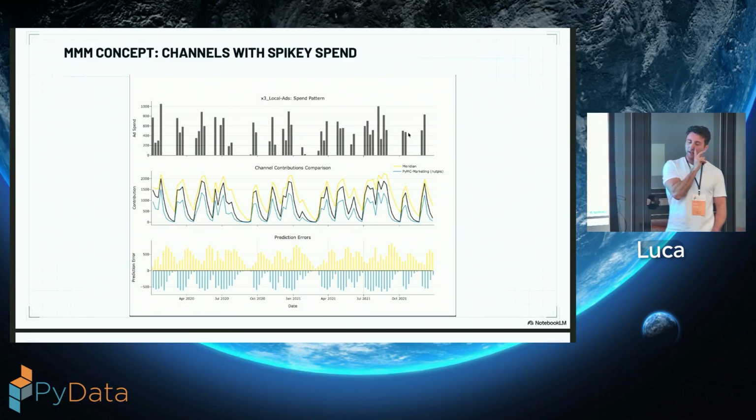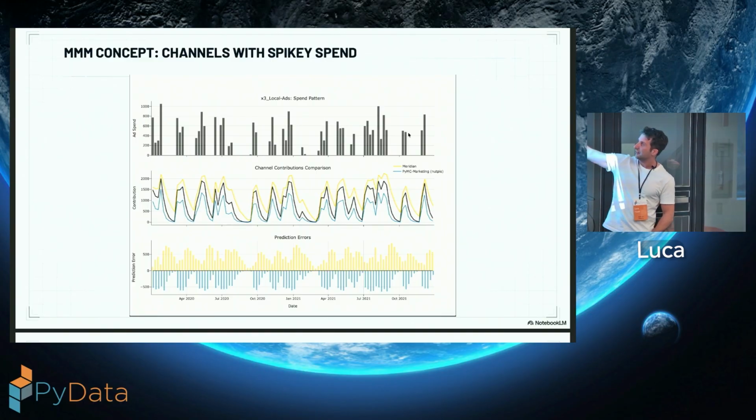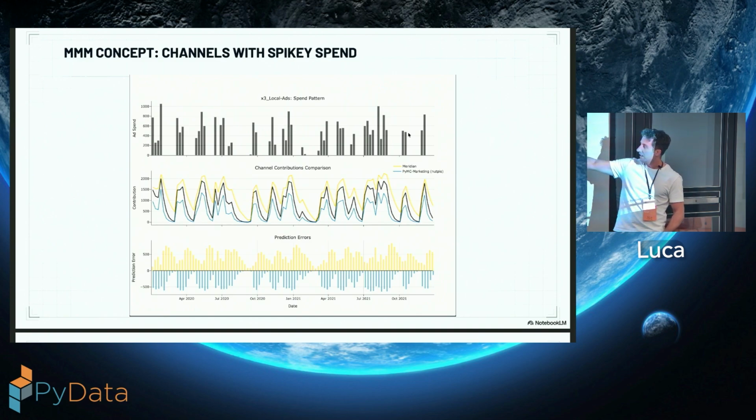There are two cases where errors happen from these models in the marketing data. One is that you have channels with spiky spend. And here you can see that on the first row, you have your spend pattern. On the second row, you have your contribution pattern, so the ROI in response to how much I spend, which is unknown, it's hidden. And the black line is the actual, the blue line is the estimate from PyMC marketing, and the yellow line is the estimation from Meridian. As you can see here, PyMC marketing is systematically underestimating the truth, while Meridian is systematically overestimating the truth.